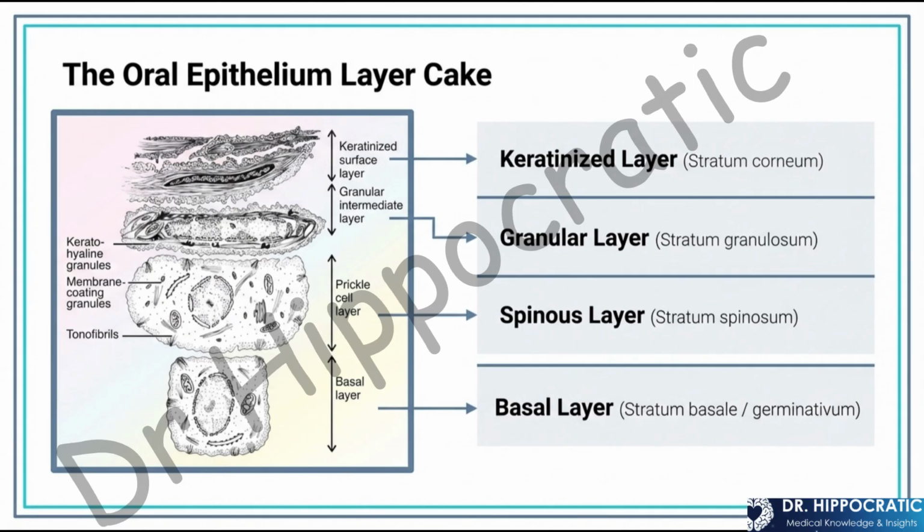The text reads, spinous layer, stratum spinosum. It highlights two components here, prickle cell layer and tonofibrils. As the cells migrate into the stratum spinosum, they undergo a major morphological change. They become larger polyhedral cells. And why is it called the prickle cell layer? Well, historically, under early microscopic fixation techniques, the cells shrank. But the strong intercellular connections holding them together did not, giving them a spiky, prickly appearance.